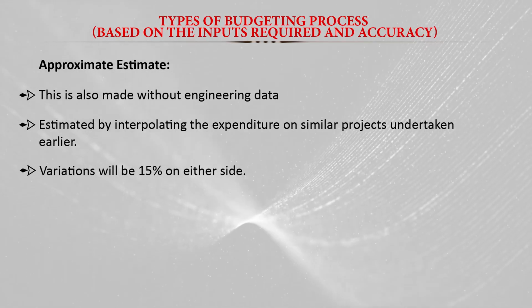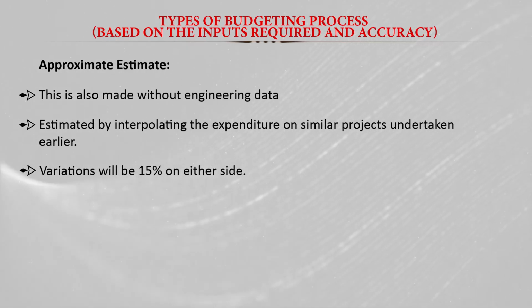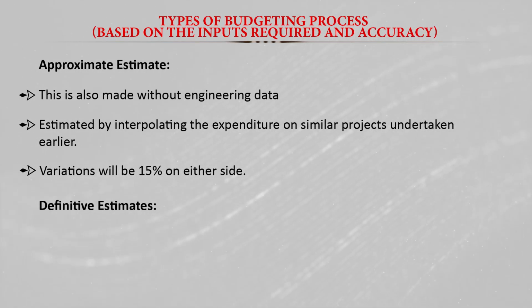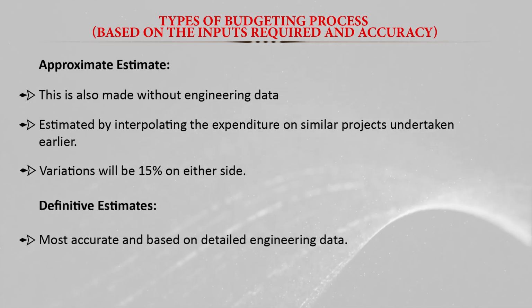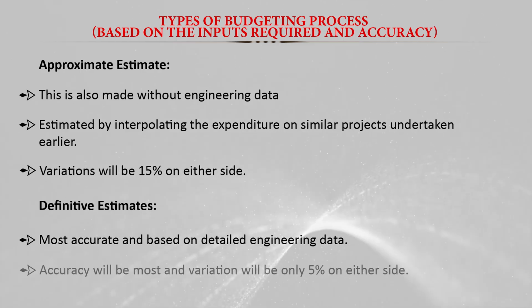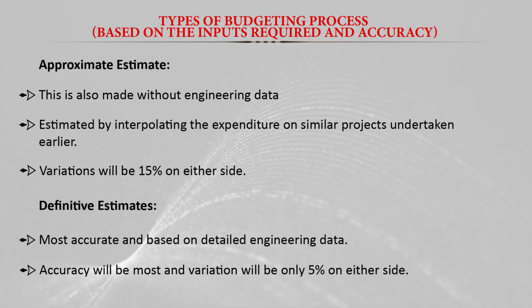Then the third type of estimate in the budgeting process is the definitive estimate. This is the most accurate estimate, based on detailed engineering data, and the variation will be only around 5% on either side.